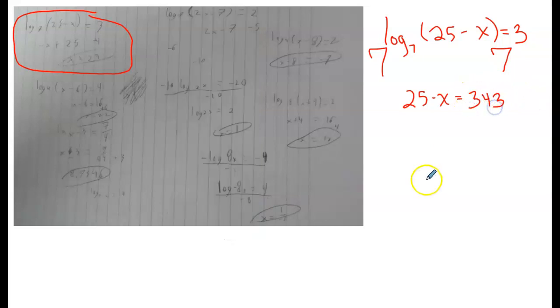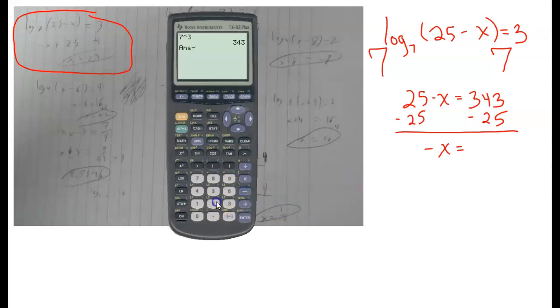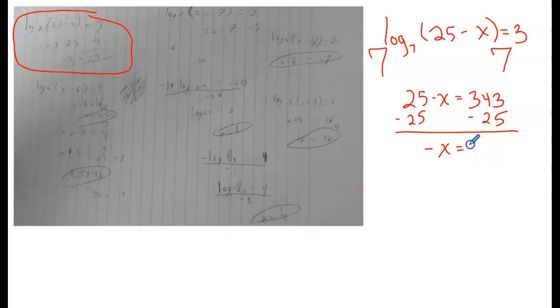343. Okay, then to get the x by itself, we're going to subtract 25 from both sides, and then negative x is equal to 318, and then we'll divide both sides by -1, and x is equal to negative 318.